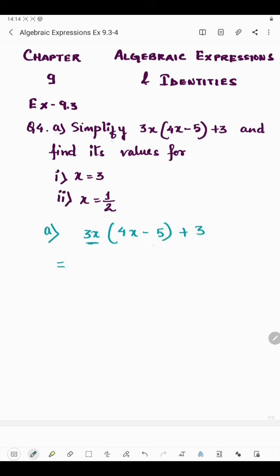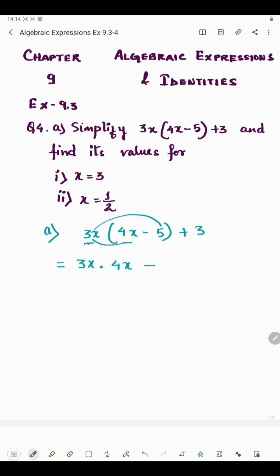So this is a monomial, and a monomial should be multiplied by the binomial. Here at first we will have to multiply the monomial with the first term of the binomial. So 3x multiplied by 4x. Then we have a minus sign. Now again the monomial should be multiplied by the second term of the binomial.